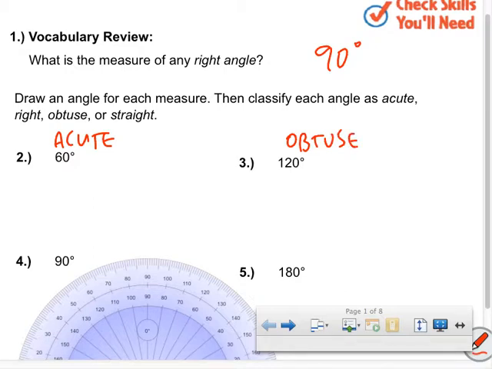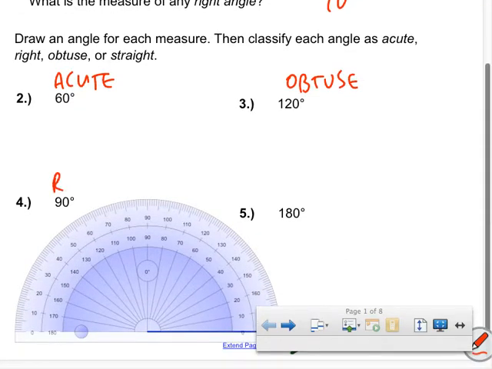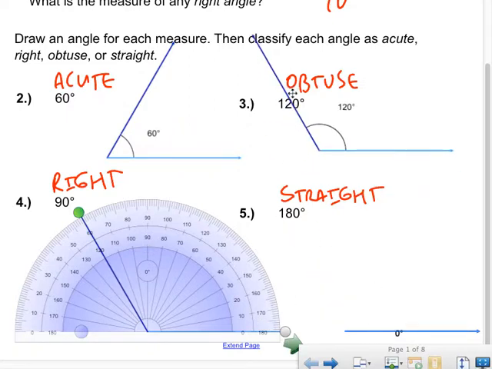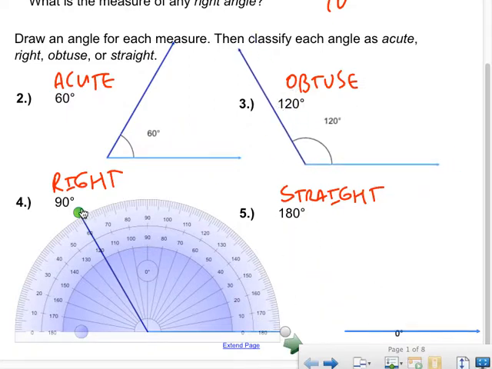Number 4? Right angle. And number 5, straight angle. Okay, let's go ahead. I will draw the angles using this protractor. A 60-degree angle, and then a 120-degree angle. That's my obtuse angle, and then my 90-degree angle.